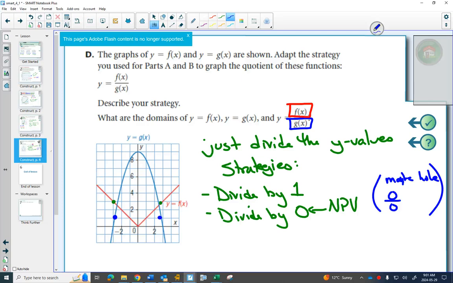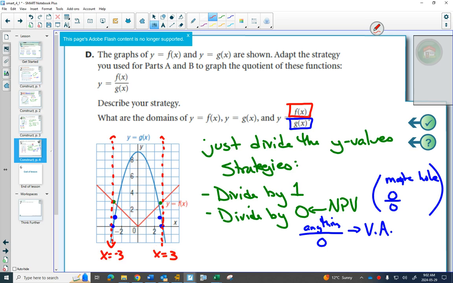But anything other than 0 divided by 0 will become a vertical asymptote. So on our graph, since we're dividing by the blue one, which is 0 here and here, I'm going to take out my red pen and draw vertical asymptotes at -3 and at 3.